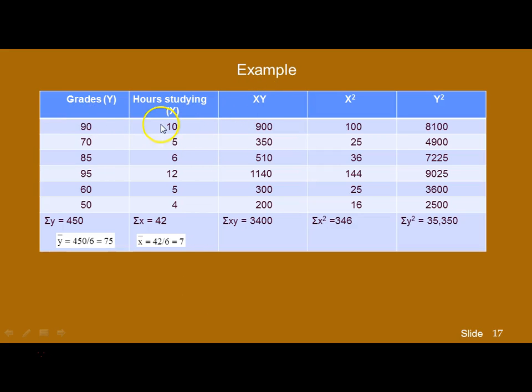For xy, we simply multiply across in these columns. 90 times 10 is 900. 70 times 5 is 350, and so forth. Those add up to 3,400. Square all of the x's and add them up, so take 10 squared to get 100, and 5 squared to get 25, and so on. Those add up to 346. And the last column, y squared, 90 squared is 8,100, and so forth. And those add up to 35,350. Again, you can see that there's quite a bit of calculation to do by hand to do a regression, even here with only 6 observations.